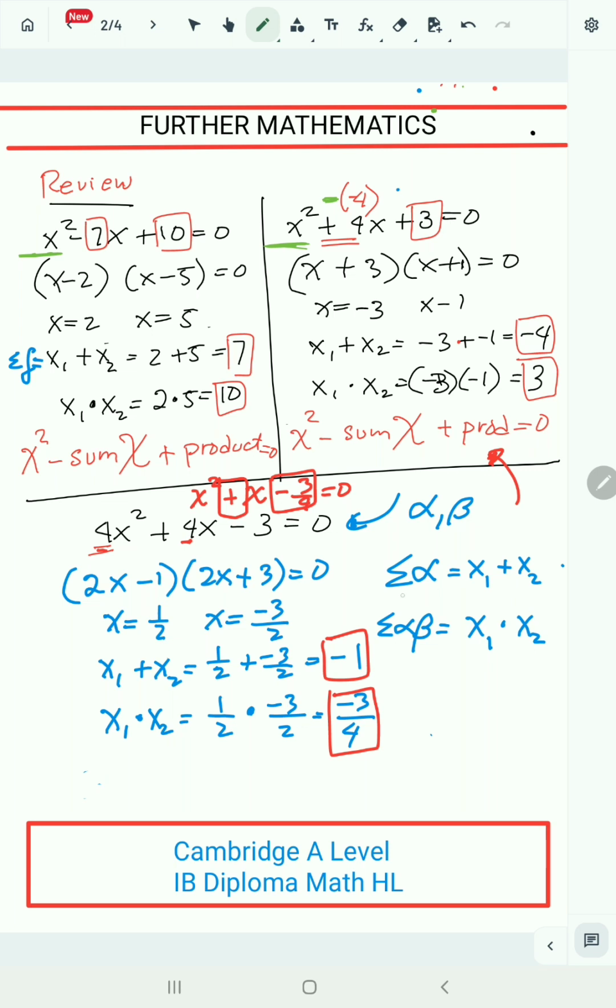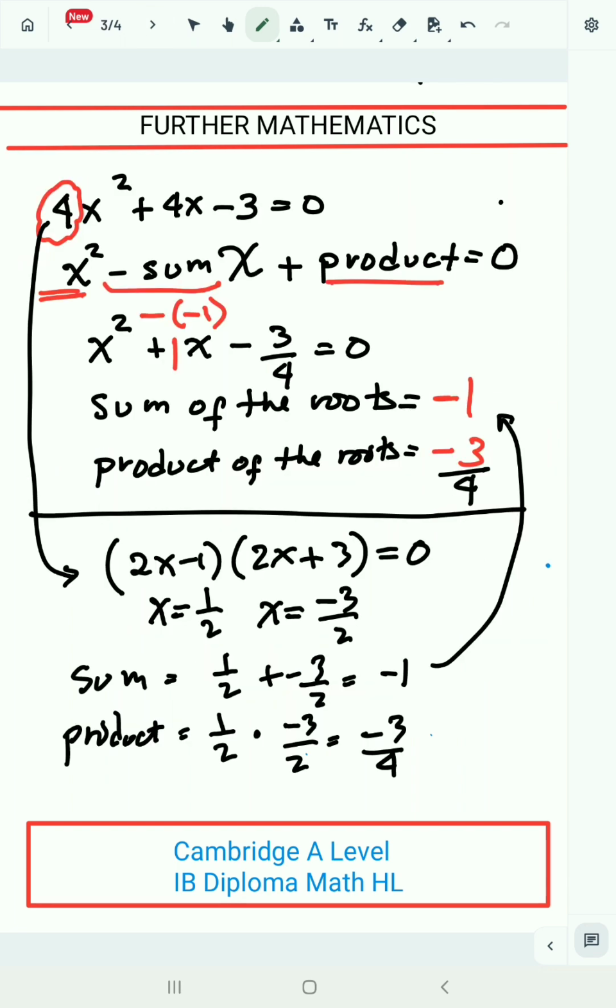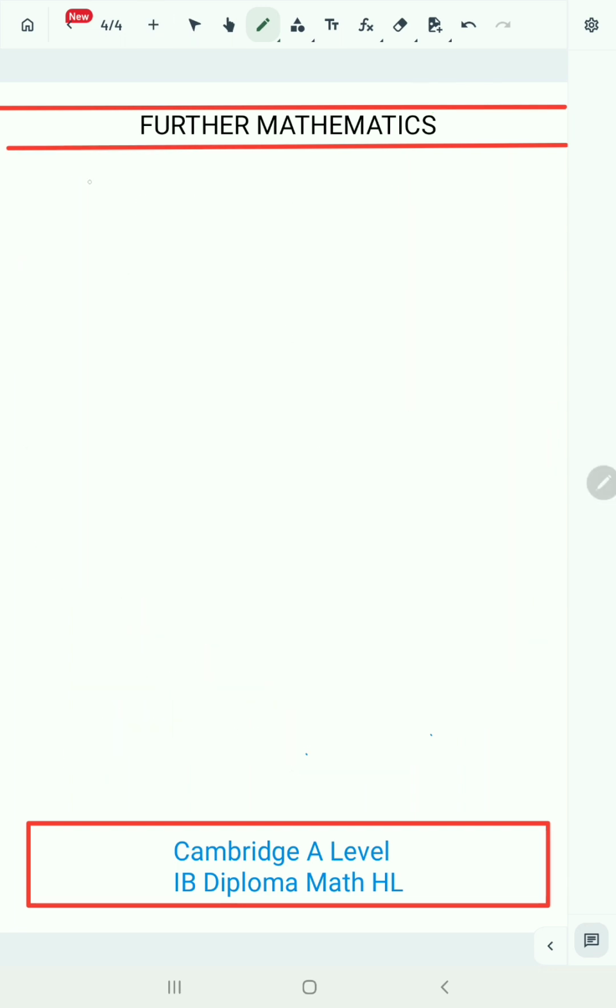So again, x1 plus x2 is sigma alpha, where alpha and beta are the roots. Please take note, sigma alpha means the sum of all the roots. Sigma alpha beta means the sum of the product of the roots. So that's the meaning of that. Please take note of that notation. Just to make it clear, I will write it in English form: sigma of alpha is the sum of the roots.